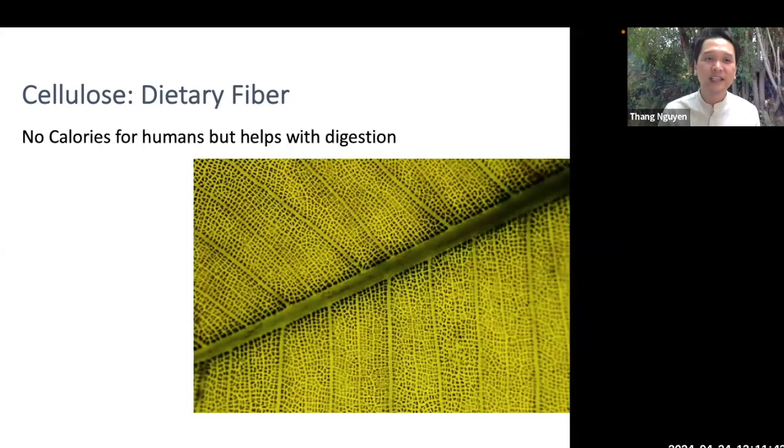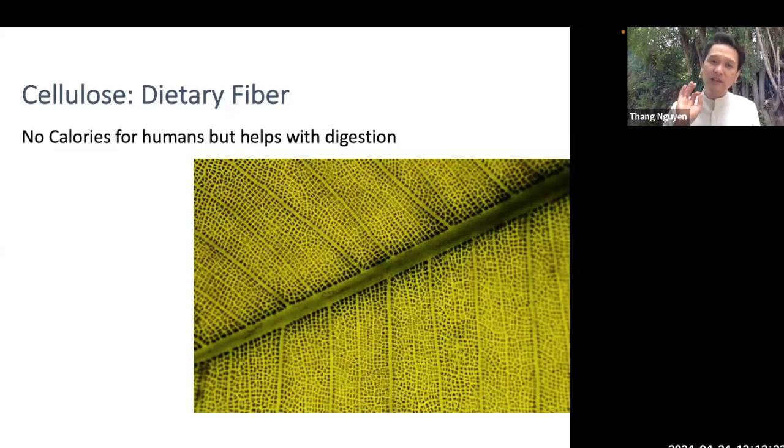Now let's focus on the second complex sugar here, cellulose. Now, cellulose has no calories, at least for humans. So we as humans do not have the enzyme to turn the cellulose into glucose. Other animals do, like termites, like cows, they can turn cellulose into glucose. So that's why they can eat things like grass, things like wood to give them as a fuel source. Humans, we do not have the enzymes.